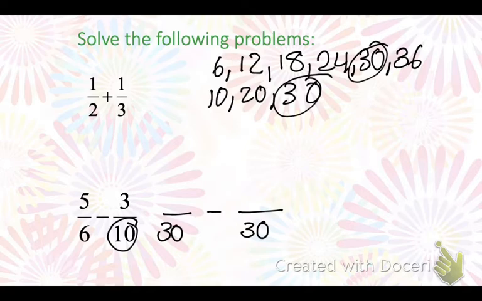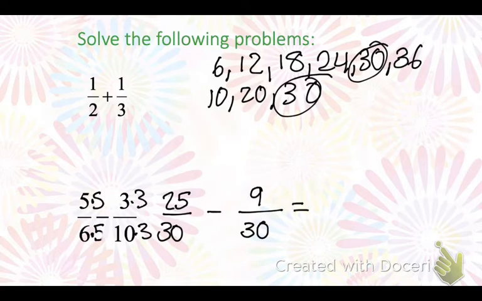So then I do the same thing to the bottom that I'm going to do to the top. So 6 times 5 is 30. 5 times 5 is 25. 10 times 3 is 30. 3 times 3 is 9. From there, I subtract the top. 25 minus 9 is 16. Keep the bottom.